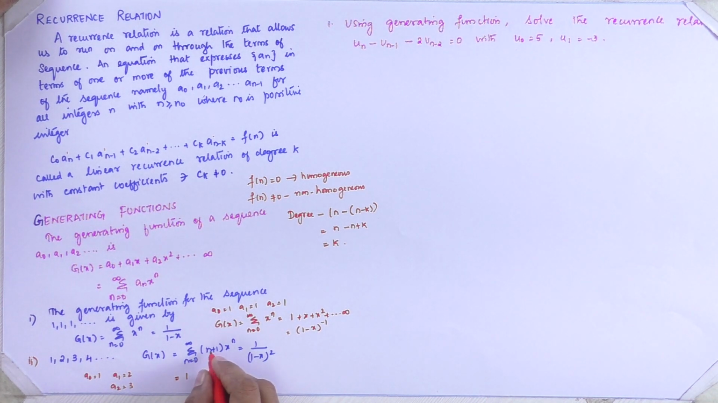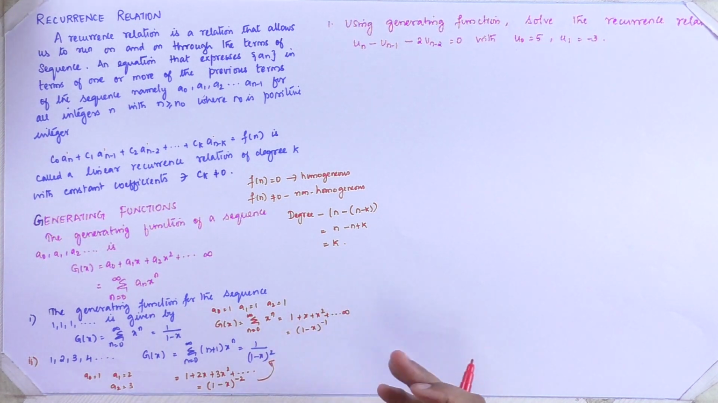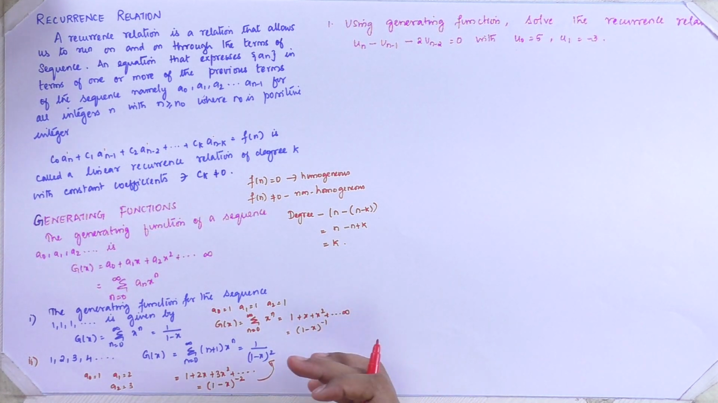Then when n is 1, I will have 2x, then I will have 3x square, and so on till infinity. So now this is equal to 1 plus 2x plus 3x square. Apply the same thing, I will have (1 minus x) to the power minus 2. So that is 1 by (1 minus x) the whole square.